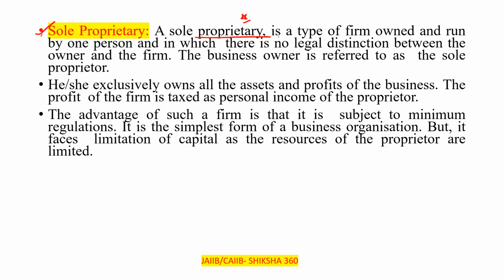A sole proprietary is a type of firm owned and run by one person, and in which there is no legal distinction between the owner and the firm. So kindly remember what a sole proprietary is: a firm owned and run by one person, with no legal distinction between the owner and the firm.